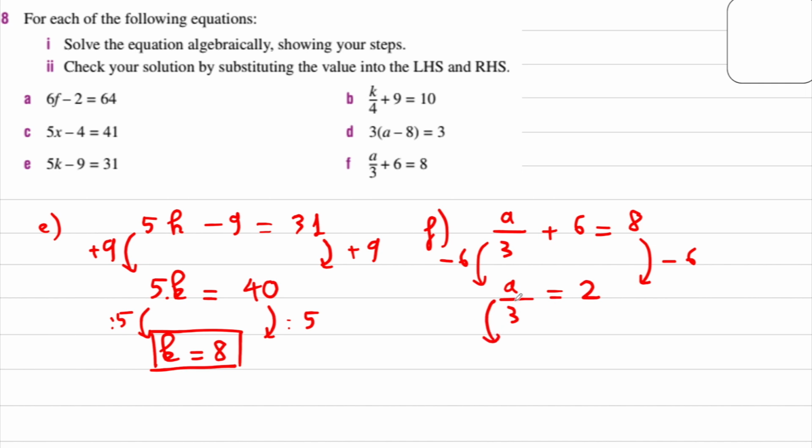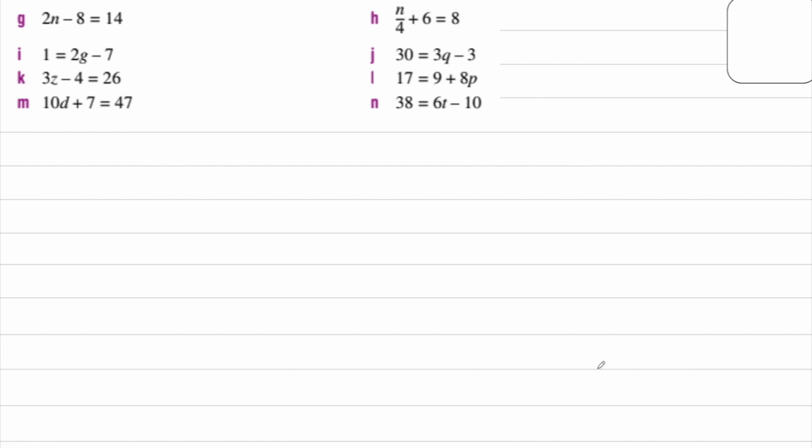To cancel the divide by 3, I will multiply both sides by 3. This is a, and 2 times 3 equals 6. Of course, we finished question F. That's it. Not too difficult, right? Now question G. How can we work with this one?